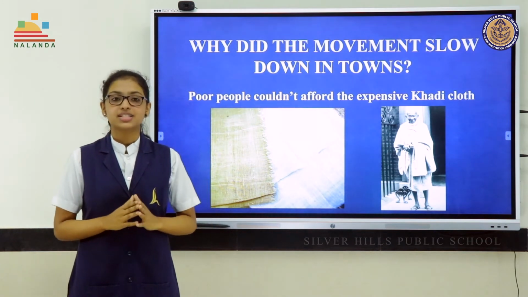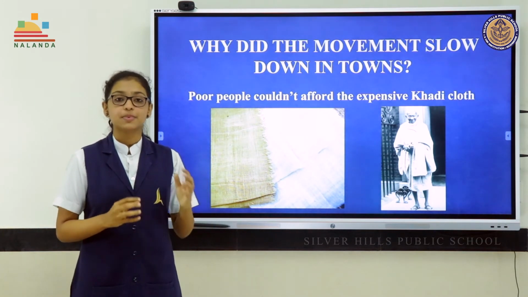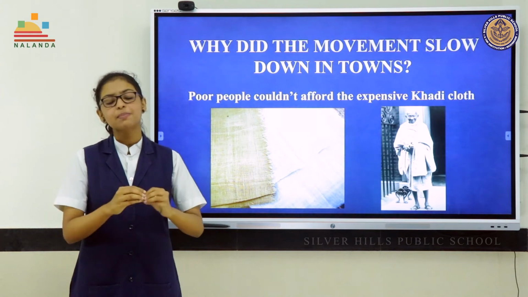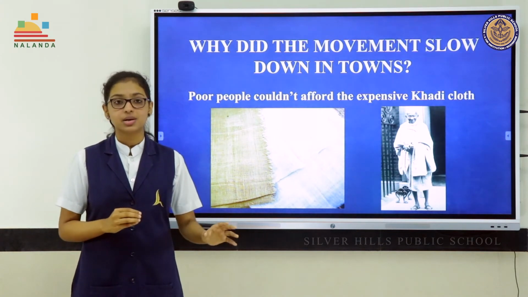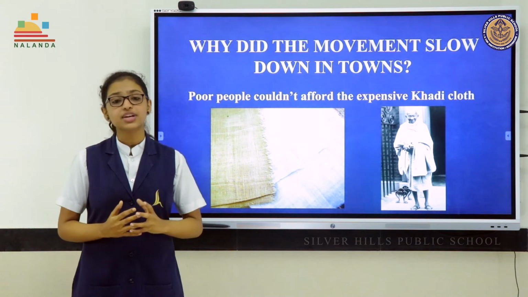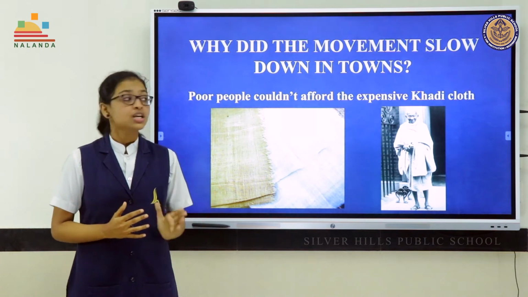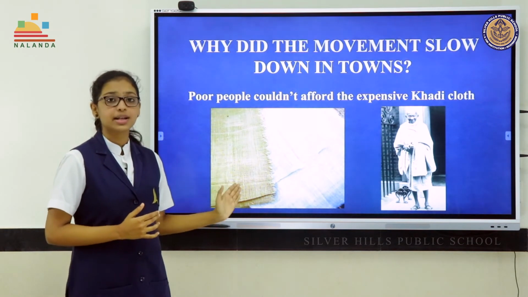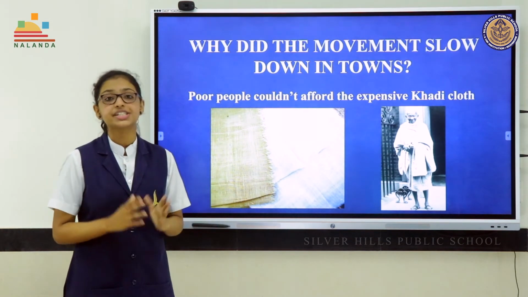One of the reasons was that poor people couldn't afford the expensive khadi. This is because people had now boycotted all the foreign clothes and started using the khadi, and this khadi was much more expensive than the foreign ones. So this is actually a picture of the khadi cloth, and this is a picture of Gandhiji wearing the khadi cloth.